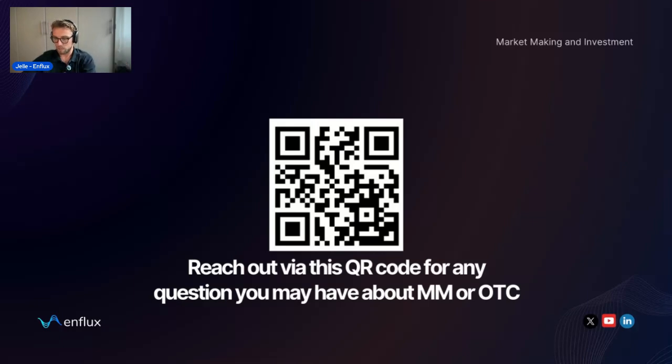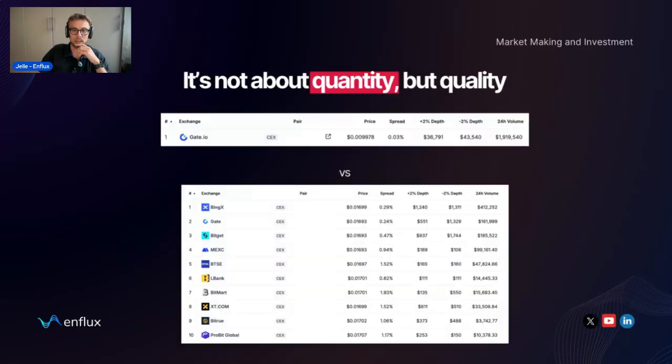Let me see if there are any more questions, most recent ones. Yatin, good question. Can you please explain what plus 2%, minus 2% depth and tight spread are in easy words? Let me quickly move to a slide that has it here. In most simple terms, and then I'll go a little more in depth, the plus 2% is the amount of liquidity on the order book on the sell side. It's like how much can someone buy in one single market order? In this case, it's 36K.